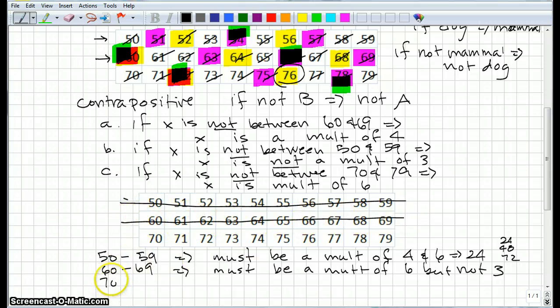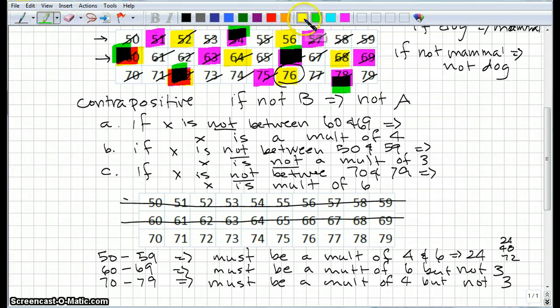All right, and so now let's look at 70 through 79. So that's not between 60 and 69, it's not between 50 and 59. So it must be, what? It has to be a multiple of 4 but not 3. All right, so let's look at our multiples of 4. I was using yellow before for multiples of 4. So our multiples of 4 are what? They're 72 and 76. But 72, the sum of the digits is 9, so we know that has to be a multiple of 3. And the only one left is 76.